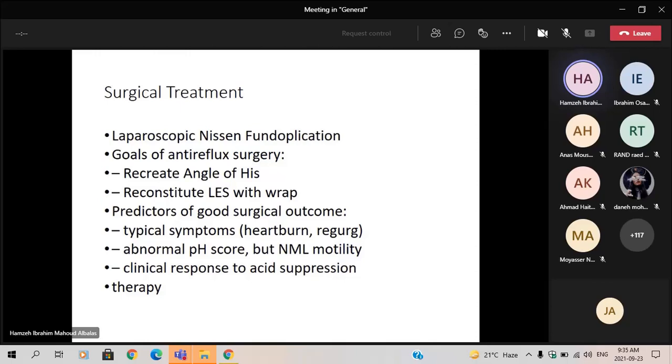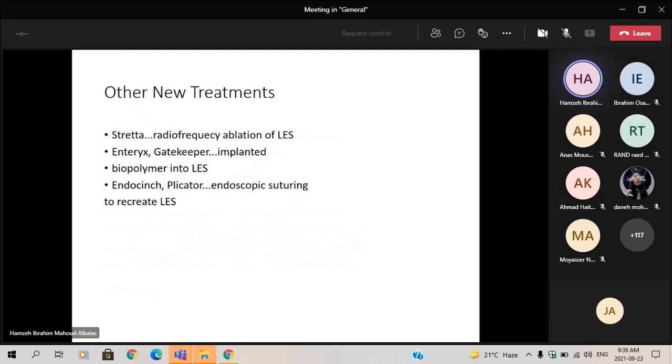The goal of anti-reflux surgery is to recreate the angle of His and reconstitute the lower esophageal sphincter with wrapping. Predictors of good surgical outcome are typical symptoms, heartburn, regurgitation, abnormal pH score, and clinical response to acid suppression therapy. Other techniques for the lower esophageal sphincter are new, and there is no proof to use them worldwide because there are some complications and the outcome is questionable.